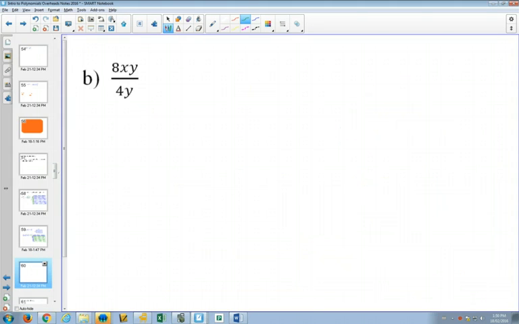Okay, so here is our next question. This one we are going to do just algebraically. So we look at the numbers. 8 divided by 4 is 2. We have an x on the top. Do we have any x's on the bottom? Nope. So we're going to be left with 1x on the top. We have a y on the top and a y on the bottom. What's going to happen? They're going to cancel out each other, and there's no y's left, so our answer is 2x. Same as the other one.